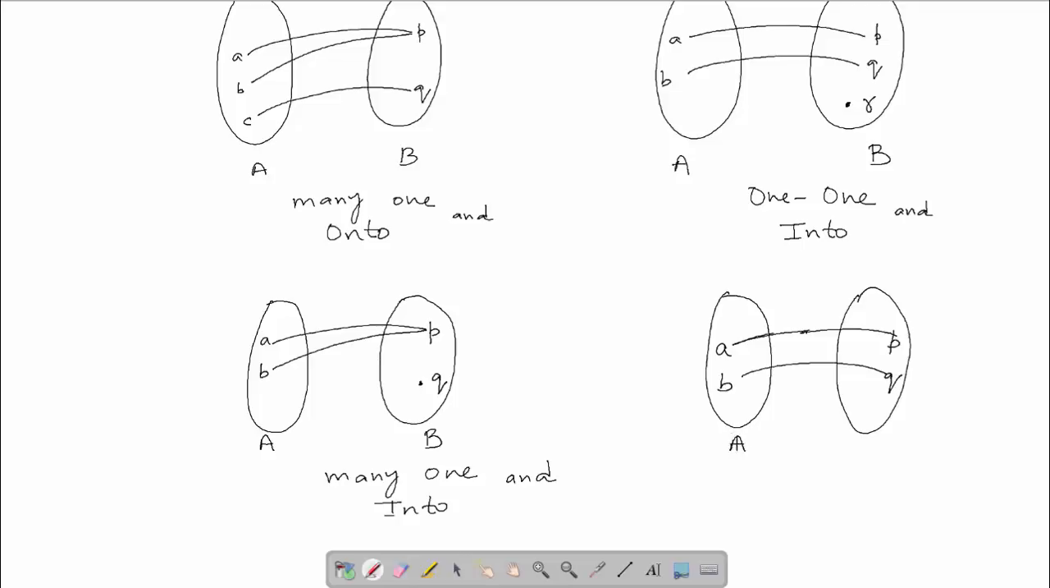Now different elements of A are mapped to different elements of B. That makes it a 1-1 function. Also, there is no element in B which is left unmapped, which makes it an onto function. So this is a 1-1 and onto function, which is the most important one, and we gave another name to it, which is a bijective function or simply a bijection.